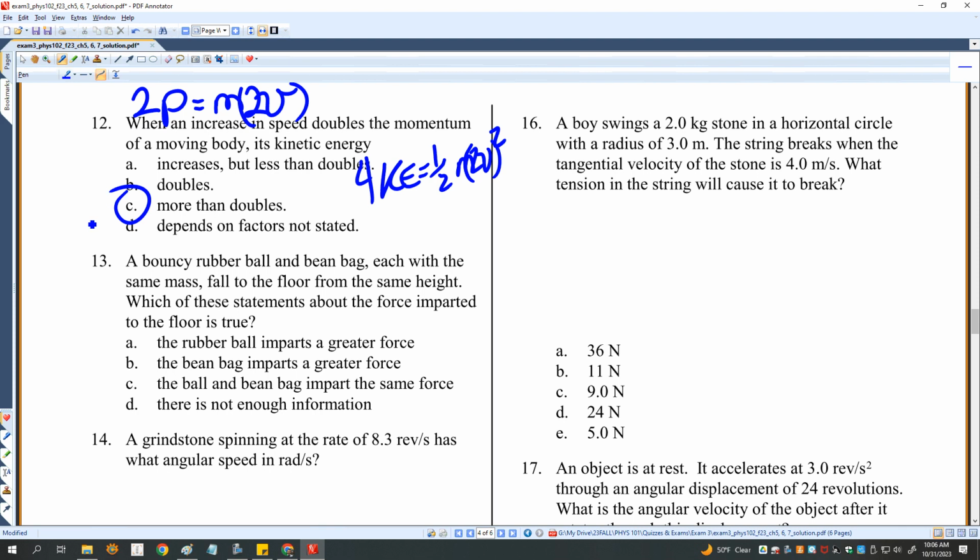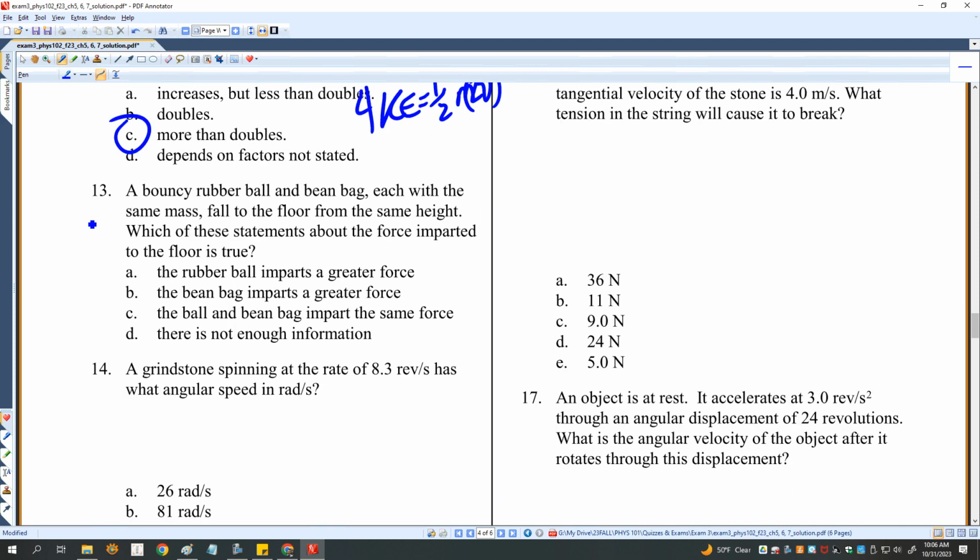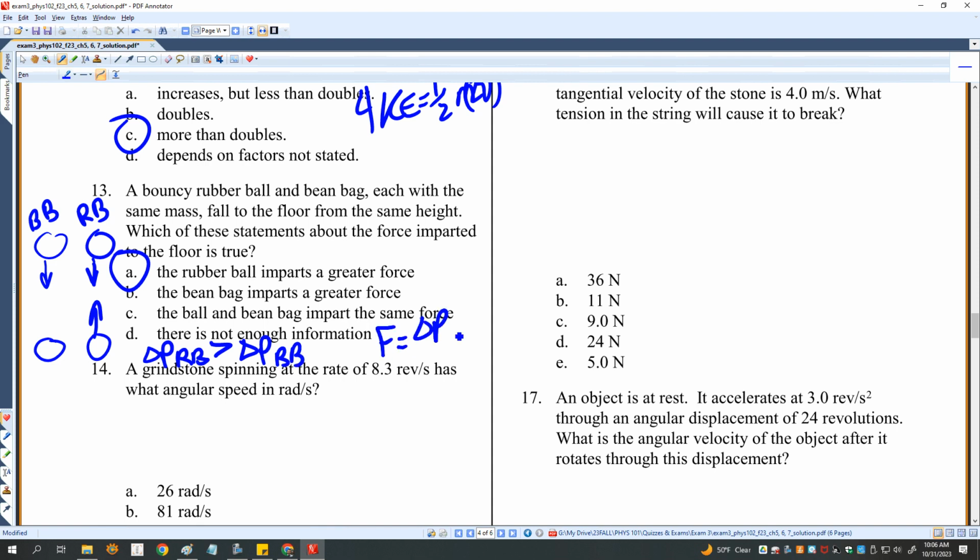A bouncy rubber ball and a bean bag, each the same mass, fall to the floor from the same height. Which of these statements about the force imparted is true? The rubber ball imparts a greater force. You know, the bean bag falls and it just stops. But the rubber ball, this is the bean bag, this is the rubber ball, it falls down and then comes back up. So the change in momentum for the rubber ball is bigger than the change in momentum for the bean bag. And because it has a bigger change in momentum, since F is equal to delta P over delta T, because this is big, that means this is big. It has a bigger force.